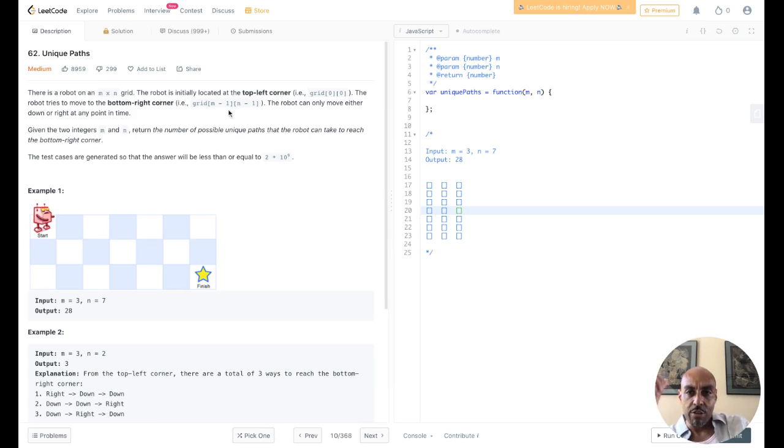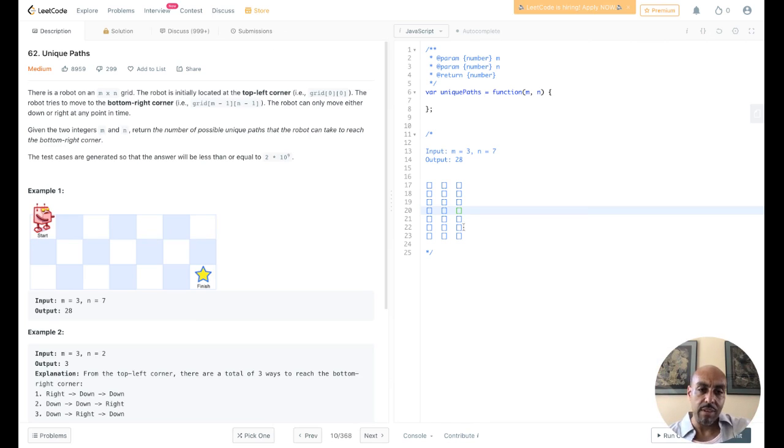Doesn't really matter. So he's always going to start in the top left corner. He's always going to move to the bottom right corner. That is the constraint of this problem. From the top left to the bottom right corner. And we need to find all the unique ways he can get there.